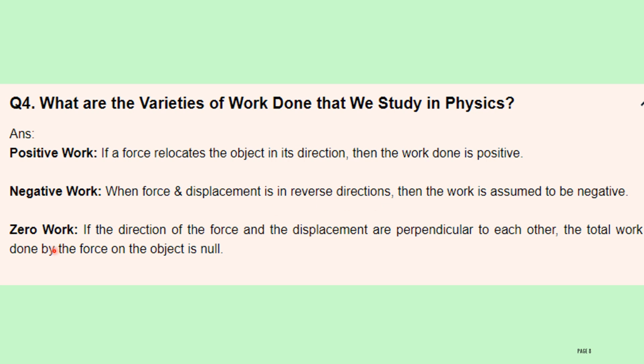Then zero work: if the direction of the force and the displacement are perpendicular to each other. If the direction of the applied force and displacement are perpendicular, if the angle between the applied force and displacement is exactly 90°, in that case the total work done by the force on the object is null or zero.